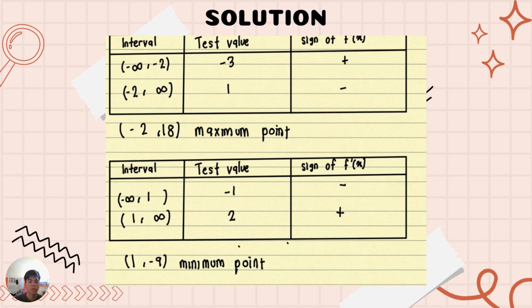So next for 1, here we have 2 intervals too: negative infinity until 1 and 1 until infinity. The test values also we get from these intervals. So the result is negative and positive. If the result is negative and positive, the conclusion is the point is a minimum point. So here (1, -9) is a minimum point.